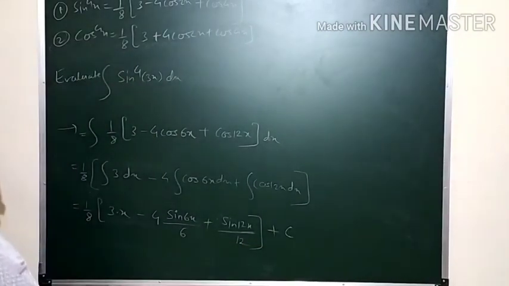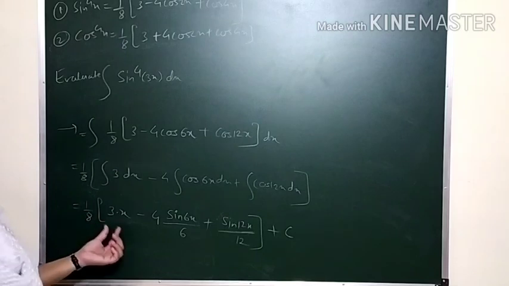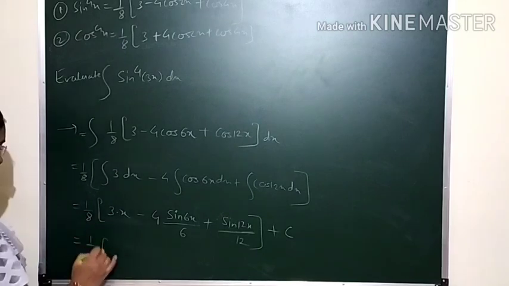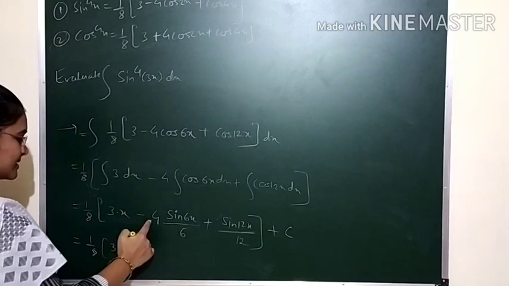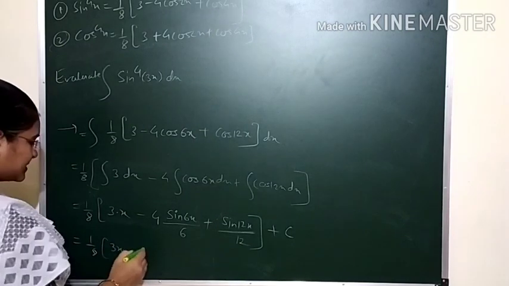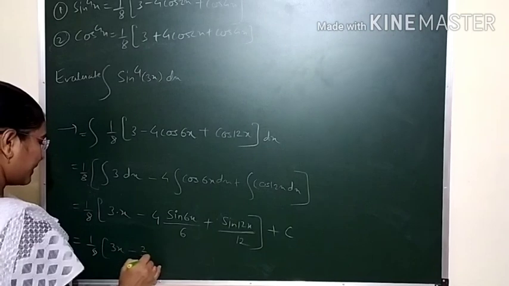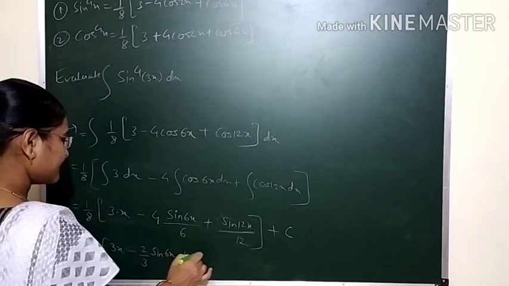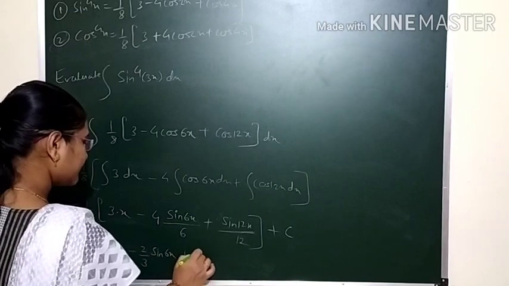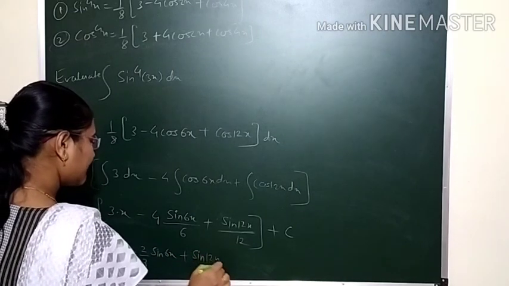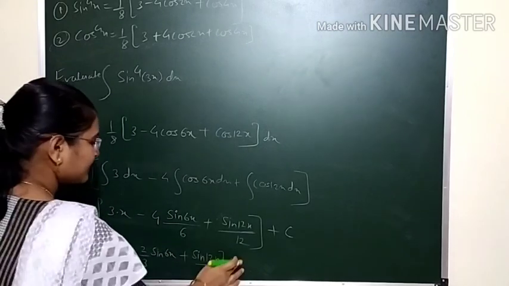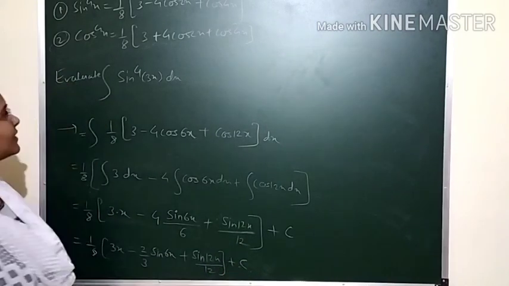Don't forget to write it. You can multiply this 1 by 8 inside also, or you can keep it as it is. So it will be 1 by 8 into 3x minus 2 2s are 4, 2 3s are 6, so 2 by 3 sine of 6x plus sine 12x upon 12 plus constant of integration. Getting it? Any doubt in this, student?